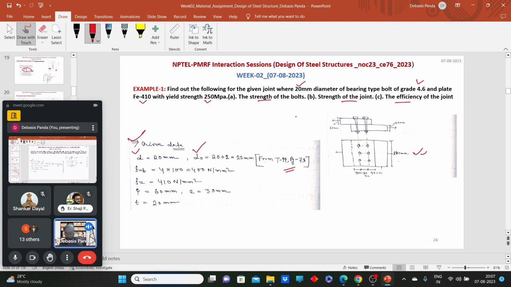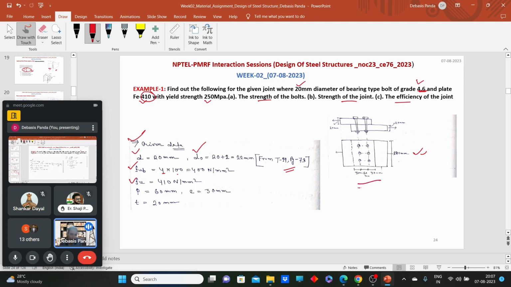Now, what other things are given? The grade of bolt is given. So grade of bolt, from the grade of bolt, what we can find out? The ultimate tensile strength of the bolt. So what will be the ultimate tensile strength of the bolt? 4 into 100, 400 MPa. Now the plate is also given, Fe410. So here we can find out the ultimate tensile strength of plate.